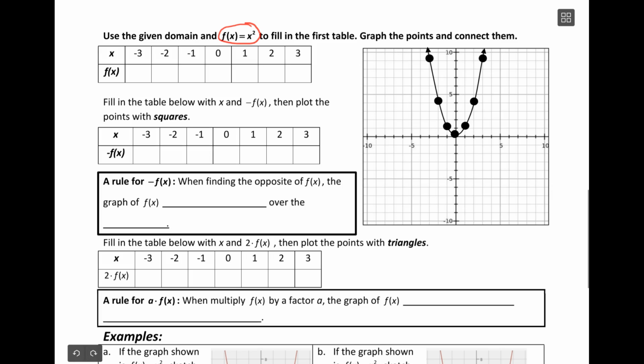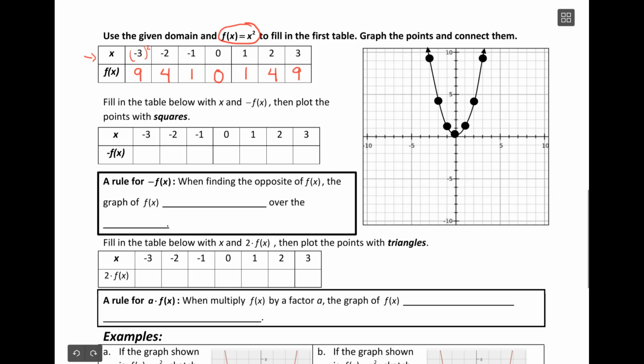So I've already done the points for you and the graph, but let's go ahead and fill in our table. So basically I'm just saying take -3 and square it, and that becomes +9. -2 squared is 4. -1 squared is just 1. 0 squared is still 0. 1 squared is 1. 2 squared is 4. And 3 squared is 9. And you can see, just like the absolute value, we don't have any negative y values because when you square something, it always becomes positive.